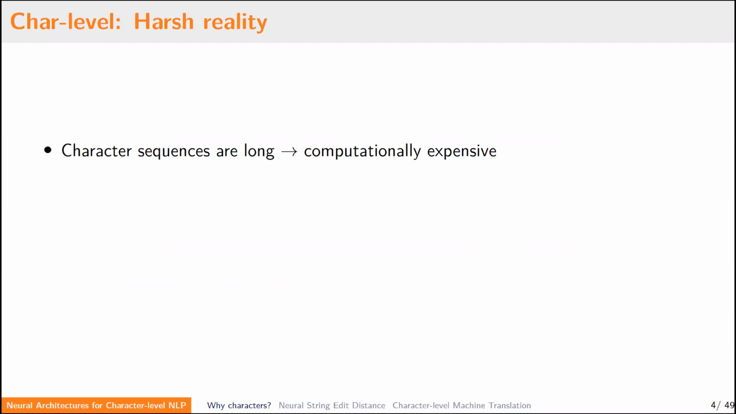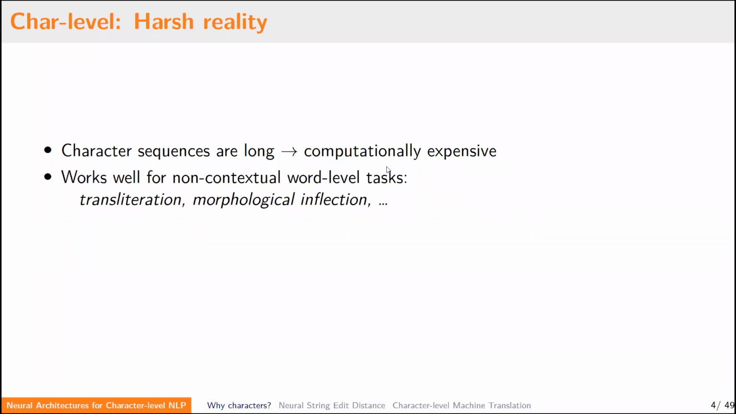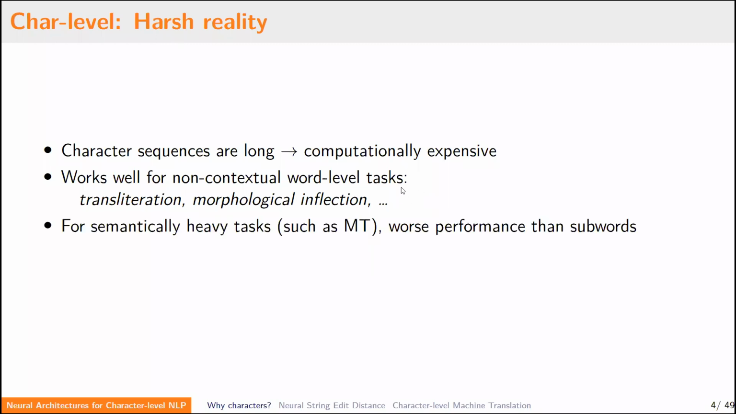However, when we try to do character level NLP, we face some computational problems because the character sequences are much longer than the word sequences, and for instance, with transformer architectures that compare each token with each token, this makes it computationally really expensive. It works well for word level tasks that do not require more complicated sentence context, like transliteration, generating morphological inflection, and cognate detection, which I will show.